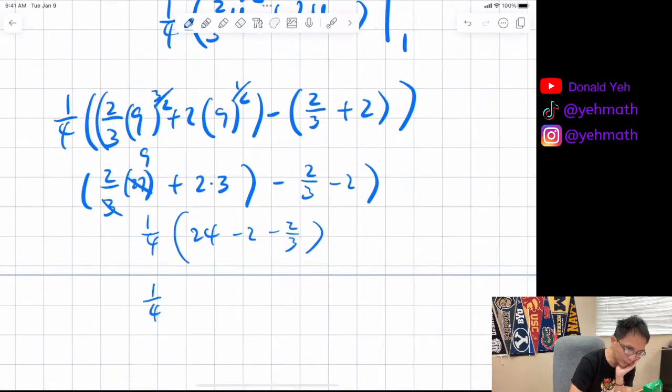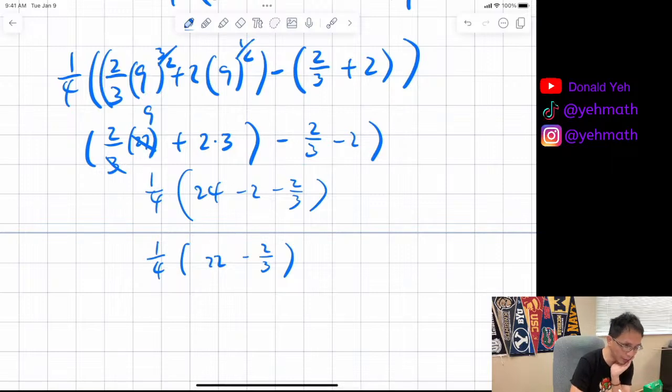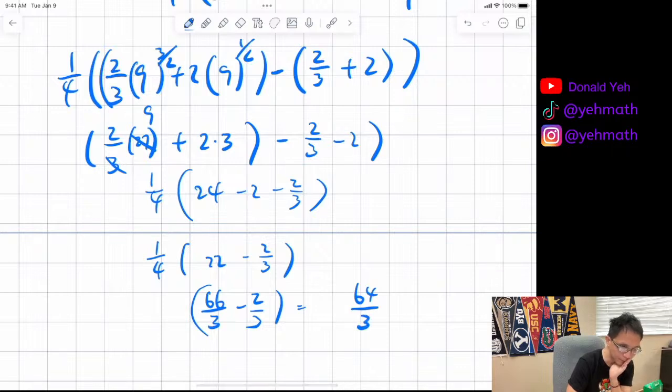So it'll be 1/4 of 22 minus 2 over 3. Well, that's 66 over 3, right? Minus 2 over 3. That's what? 64 over 3 times 1 over 4. 64 over 12. Well, I can simplify here. That's what? 16 over 3.